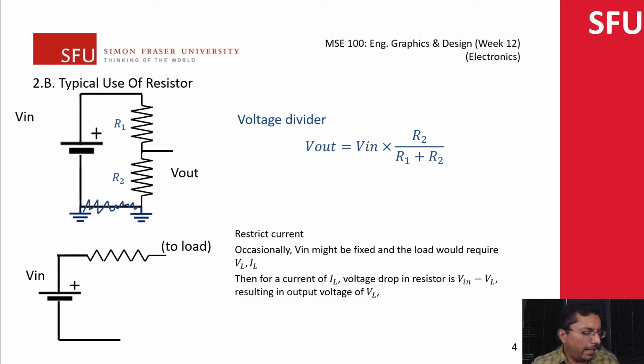The second example is an application where you want to restrict the voltage that's applied. Assume you have a battery supplying, say, 9 volts, and then you have a device downstream, a load that I've denoted here, for which you know the voltage and the current that the load will consume.